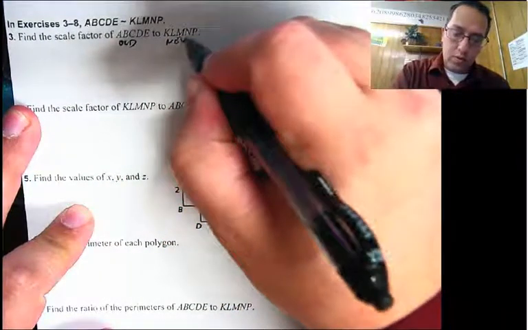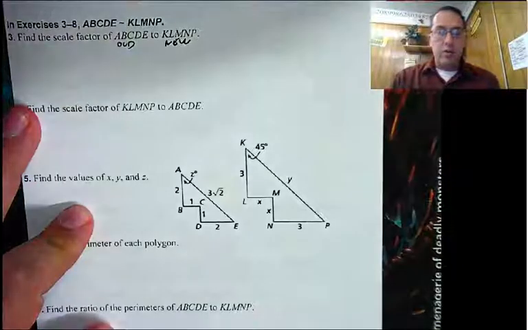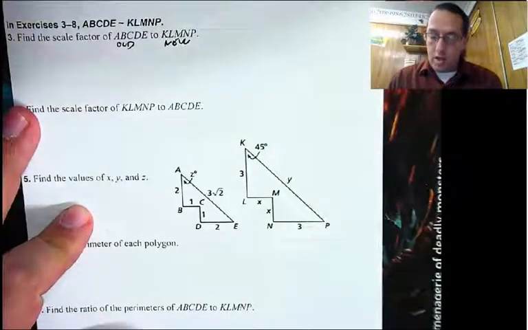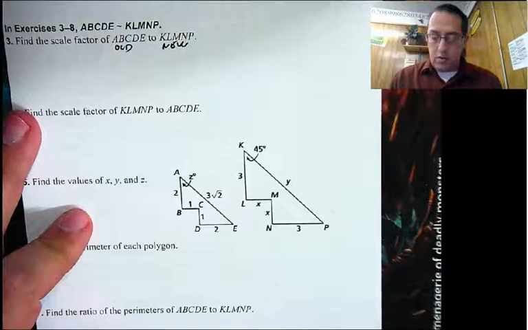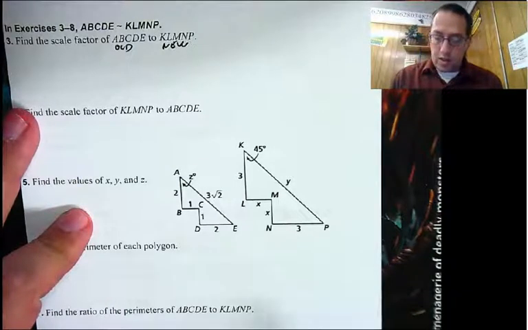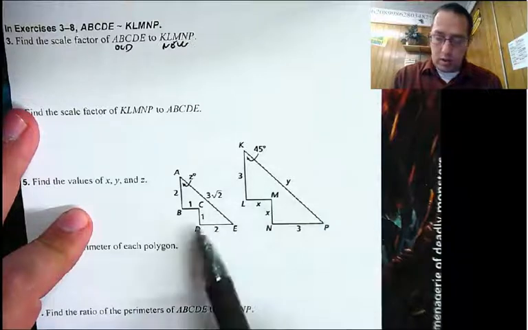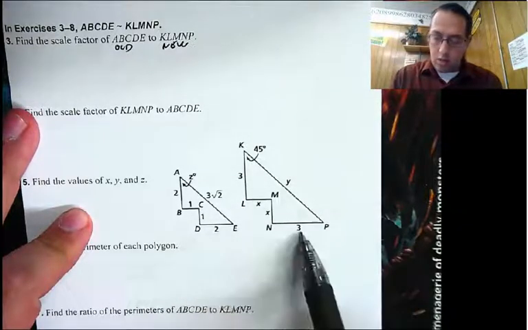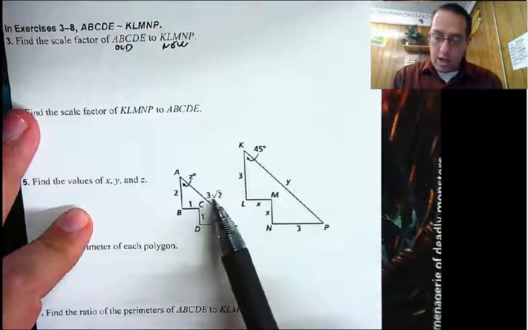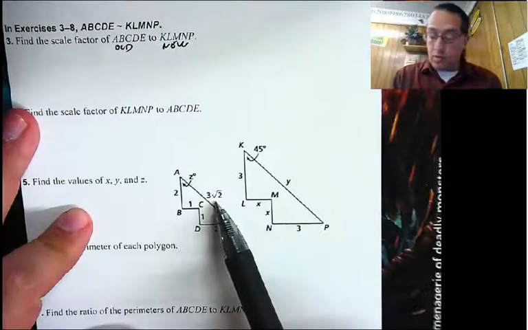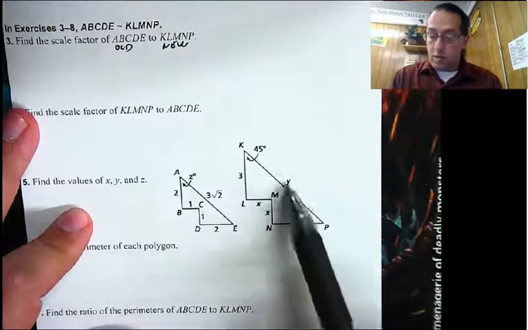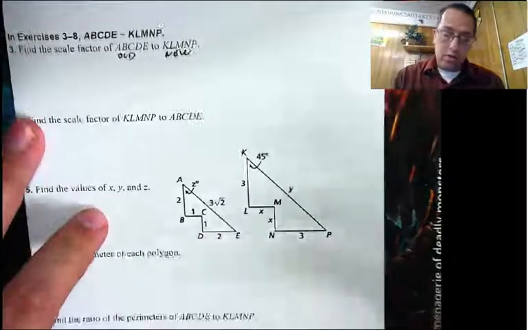All right? And the scale factor, remember, is old over new. And it doesn't matter which sides we use as long as we have some corresponding sides. So let's see, we have 2 and 3, that'll work. 1 and, we don't know what x is. 2 and 3, that's the same thing. And 3 and 2 square root of 2, and we don't know what that is. So yeah, we're going to use 2 and 3.